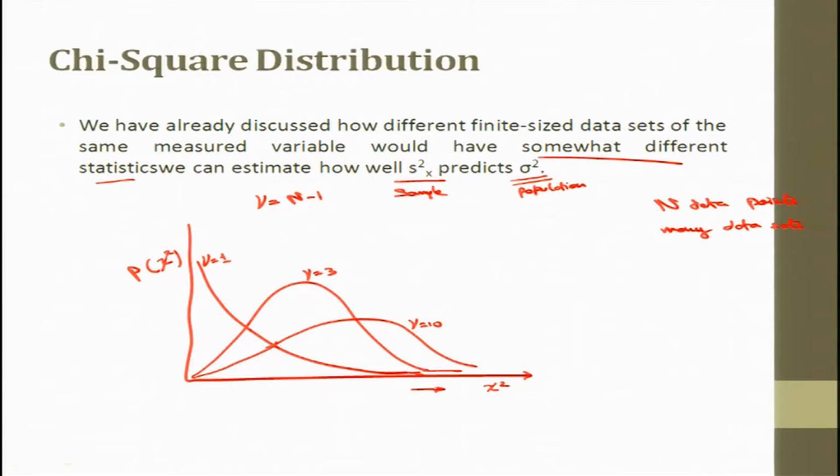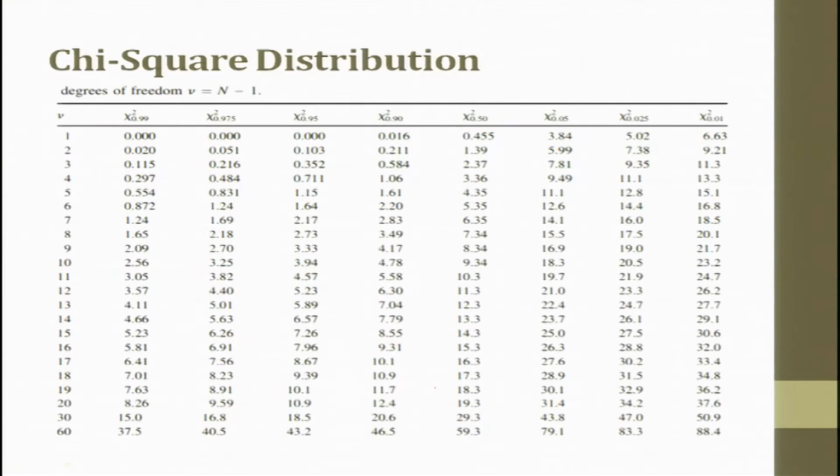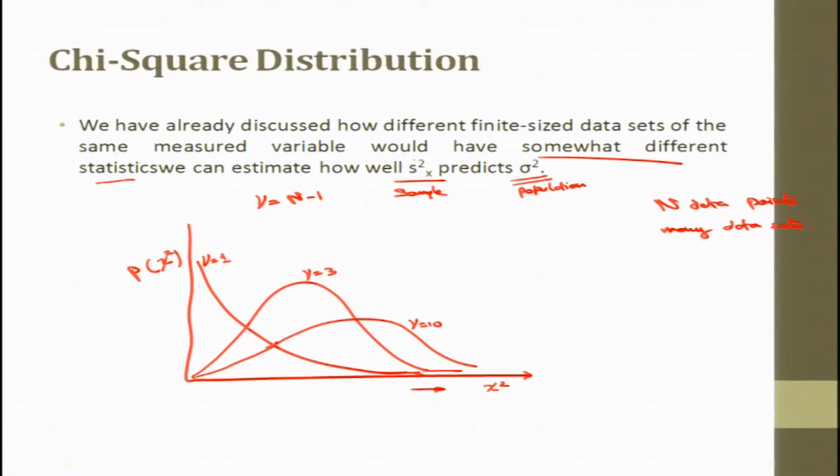Now, what are we interested in? We are interested in finding the value of Chi-square, and we need to see whether the sample standard deviation predicts the population standard deviation or not. This is actually the key to using Chi-square distribution. Does the sample standard deviation predict the population standard deviation or not?